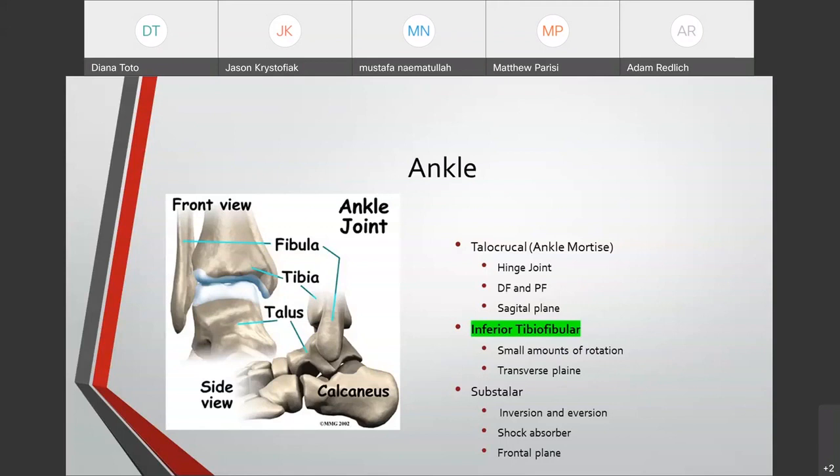Then the next area is the inferior tibiofibular articulation. This allows small amounts of rotation. This acts in the transverse plane. And then we have the subtalar joint, which is the calcaneus and the talus. This does inversion and eversion, acts as a shock absorber, and acts in the frontal plane.